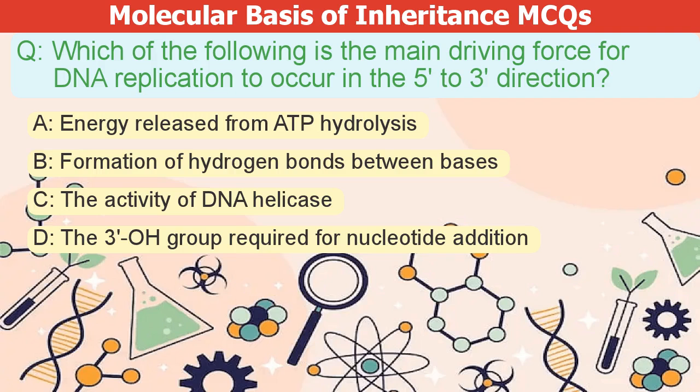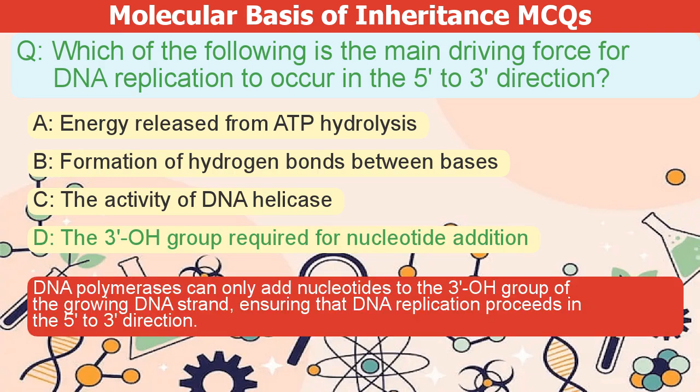Which of the following is the main driving force for DNA replication to occur in the 5' to 3' direction? A. Energy released from ATP hydrolysis. B. Formation of hydrogen bonds between bases. C. The activity of DNA helicase. D. The 3' OH group required for nucleotide addition. The correct answer is D. DNA polymerases can only add nucleotides to the 3' OH group of the growing DNA strand, ensuring that DNA replication proceeds in the 5' to 3' direction.